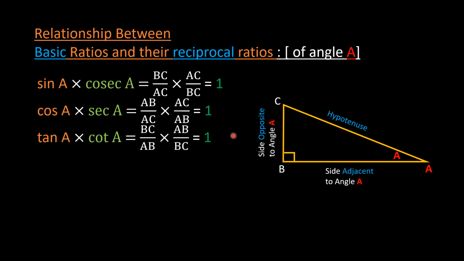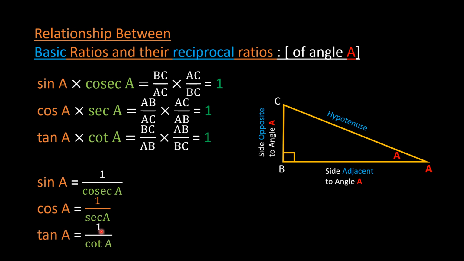Now we will rewrite this relationship in a different form. We write sine A equals 1 divided by cosec A. We divide this one by sec A and write cos A equals 1 divided by sec A, and we divide this one by cot A and write tan A equals 1 divided by cot A. So we have sine A equals 1 divided by cosec A, cos A equals 1 divided by sec A, and tan A equals 1 divided by cot A.